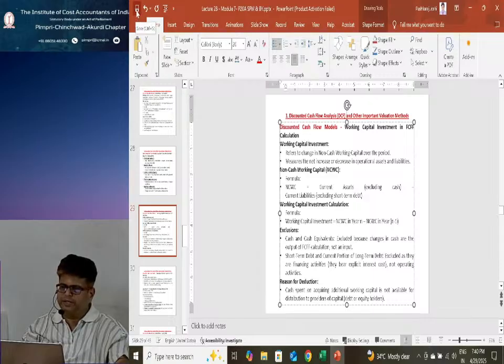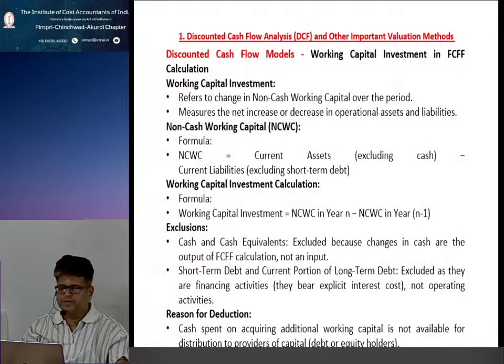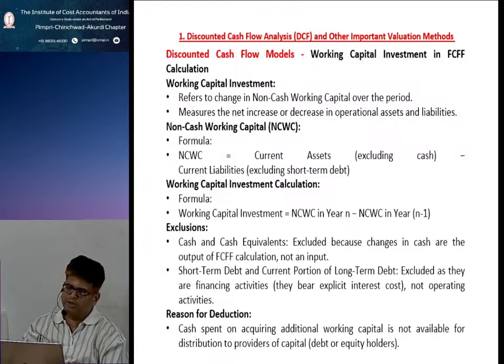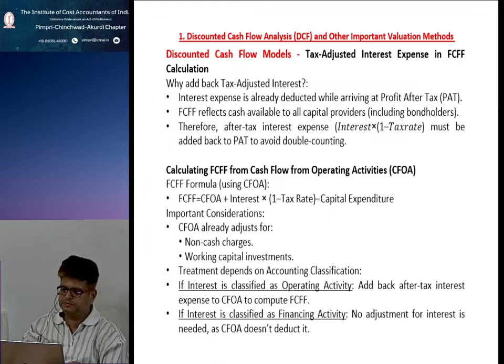And they bear explicit interest cost and they are not operating activities. That's why they are excluded. The reason for deduction: cash spent on acquiring additional working capital is not available for distribution to providers of capital, that is debt or equity holders. So that's the logic because of which the deductions are happening.